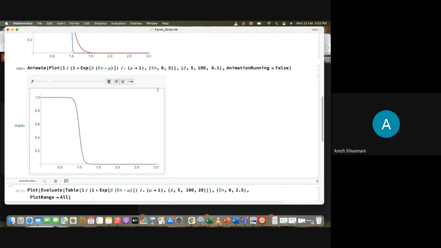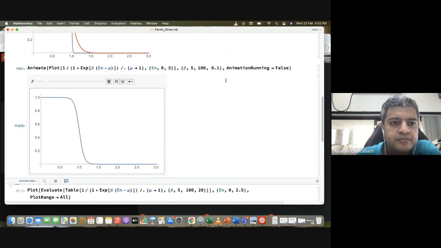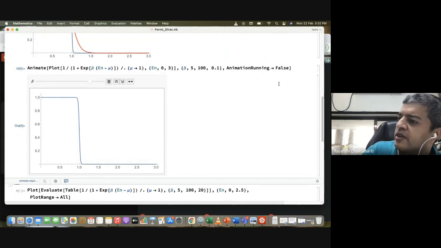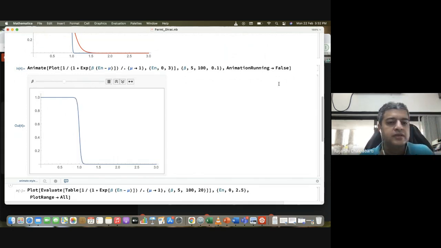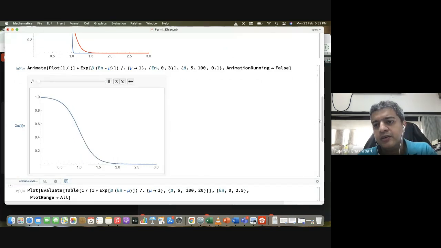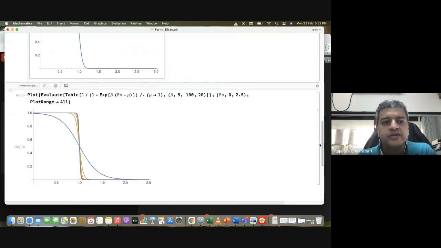I can do the other thing. Here, I'm increasing the temperature. You see? Again, I'm increasing the temperature. Again, I go back to very low temperature and increase the temperature. Or the other way, I can decrease the temperature. As you decrease the temperature, it becomes more like a step function. At T equals 0, it is exactly a step function.